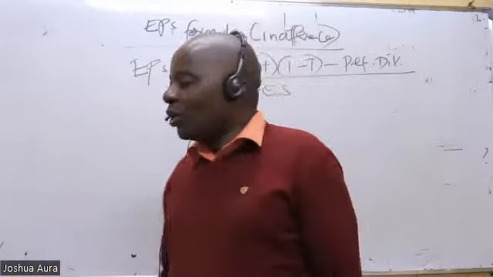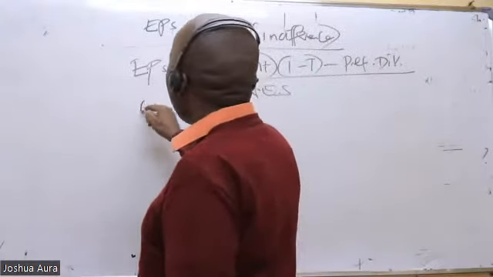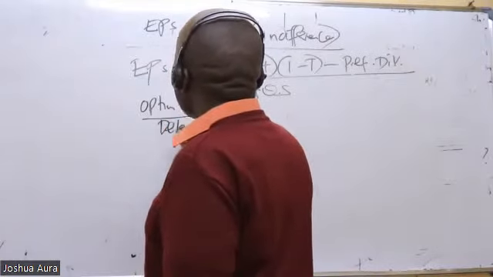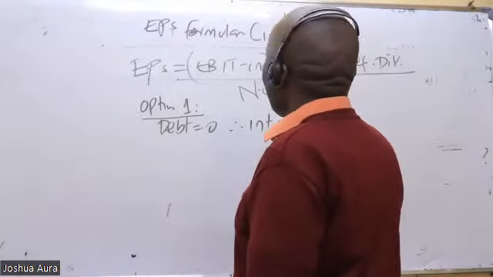Now, what we shall do first of all is to get EPS of option 1. Remember, under option 1, you told me that debt is 0, and therefore interest is 0.